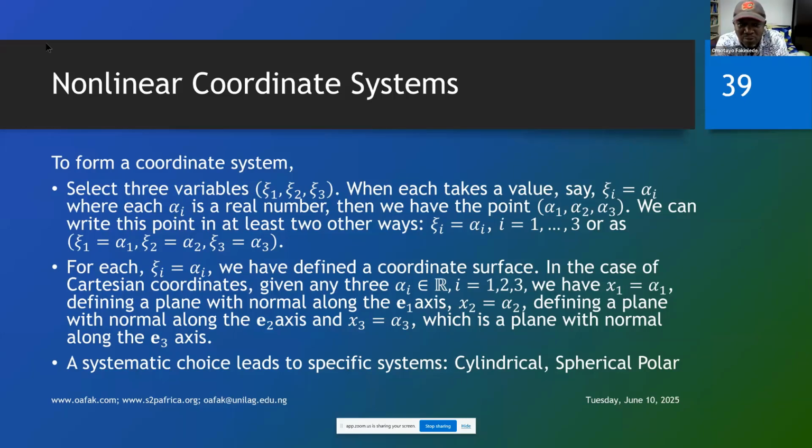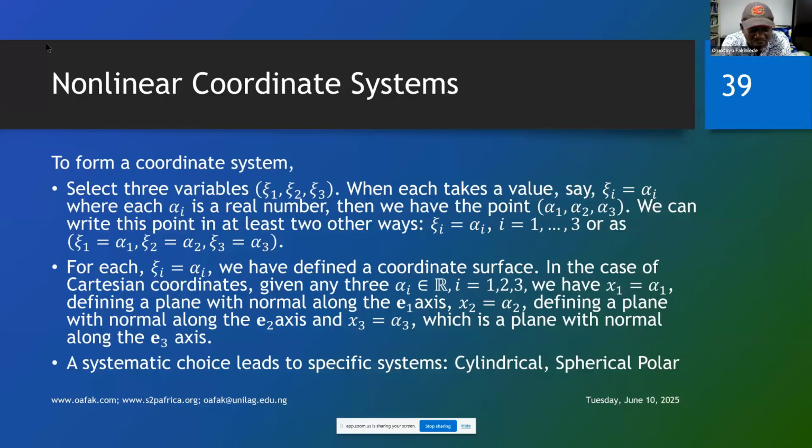But what do those points mean? Where each alpha i is a real number, we have the point alpha 1, alpha 2, alpha 3. We can write this point in at least two other ways. We can write xi i is equal to alpha i, or as xi 1 is equal to alpha 1, xi 2 is equal to alpha 2, xi 3 is equal to alpha 3. For each xi i equal to alpha i, we have defined a coordinate surface.